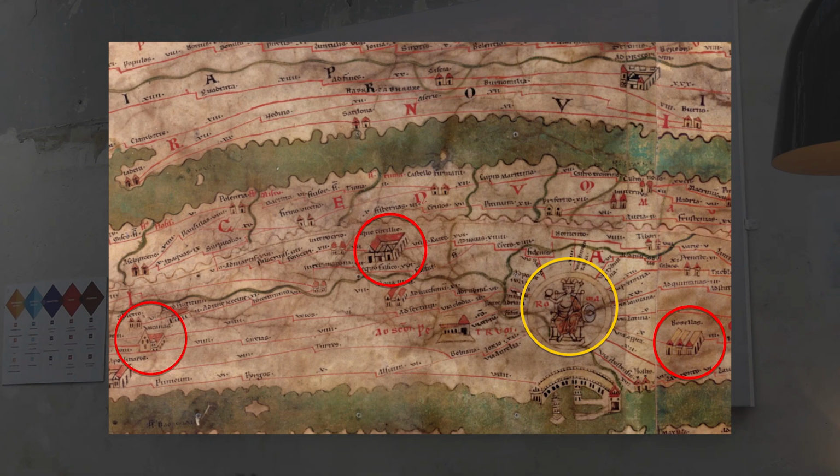The map also uses symbols to represent different types of towns and services for travelers. On the sheet, Rome is represented by a personified king. Travelers can also see where to find the temples, thermal baths, and some warehouses.